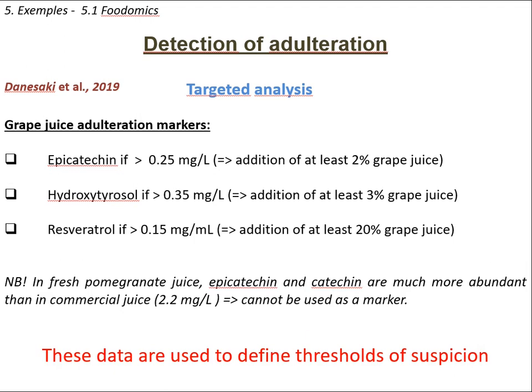Grape juice adulteration is also something you can monitor with epicatechin, at least 2% of grape juice if you have a concentration greater than 0.25 milligram per liter. Hydroxytyrosol or resveratrol if you find concentrations greater respectively than 0.35 or 0.15 milligram per liter. And this means addition respectively of at least 3% of grape juice, or at least 20% of grape juice.